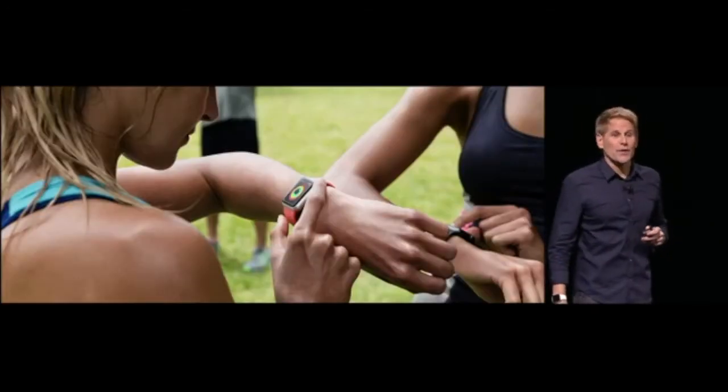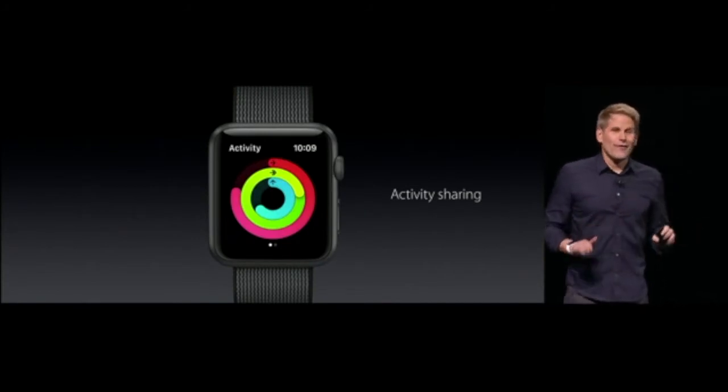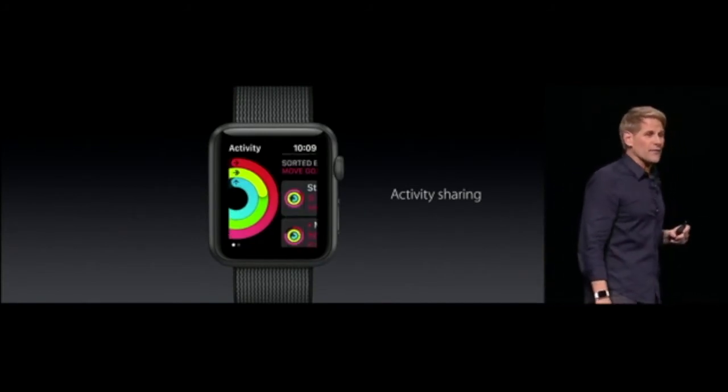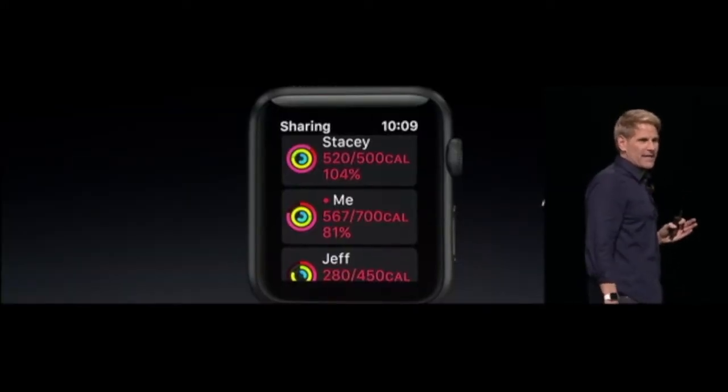So with watchOS, we're introducing activity sharing. And it couldn't be simpler. All you have to do is swipe to the right of your own activity rings, and there you will see your selected family and friends rings as well.